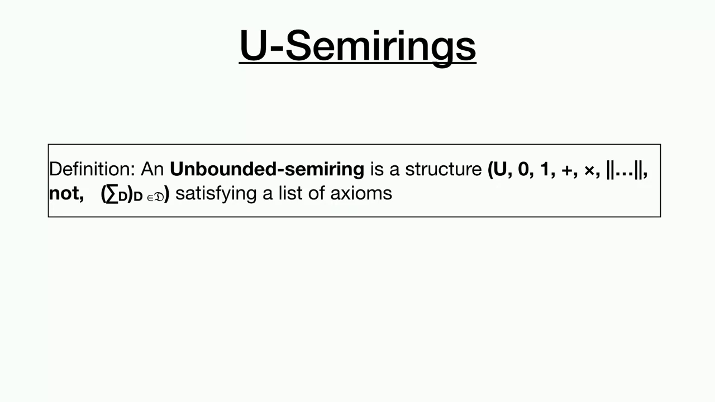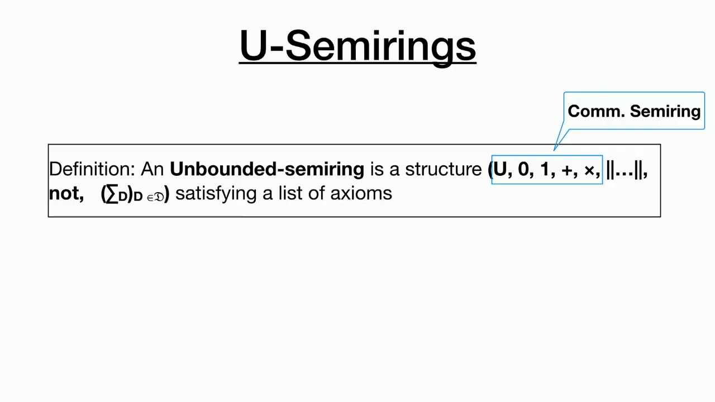And then we can formally define an unbounded semi-ring as a structure, kind of an extension to the classical commutative semi-ring. So you can see here, the first five operators are the other standard operators in a commutative semi-ring. And with the three additions, the squash, the not, and the summation, right? And the challenge here is how can we interpret or model the semantics of these three new operators?